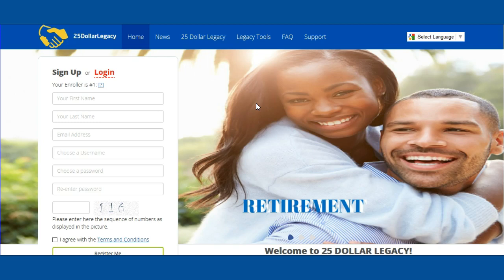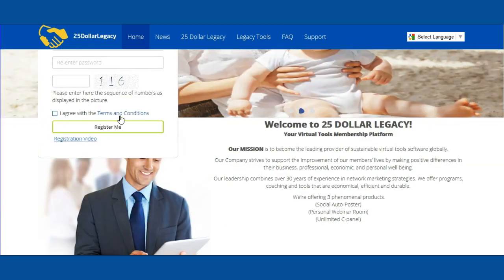Now, this is the reason why I told everyone, listen, please read the terms and conditions. It clearly states that we do not give any refunds. And this is why we added that terms and conditions. So when you filled out this form right here, you agreed to these terms and conditions.